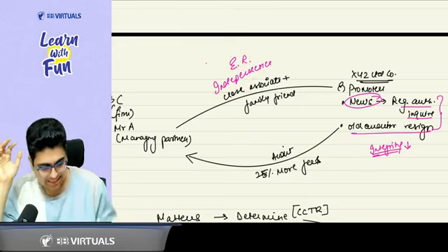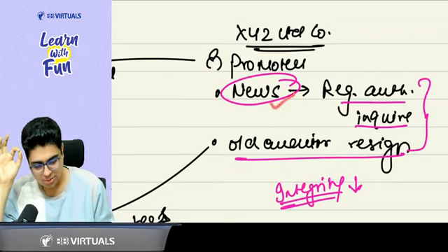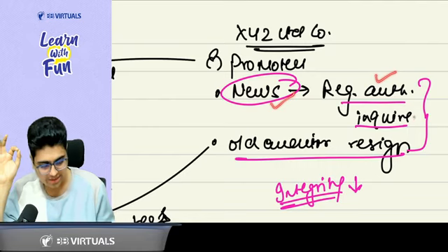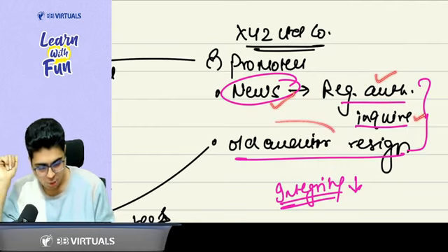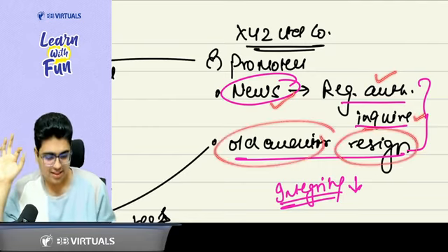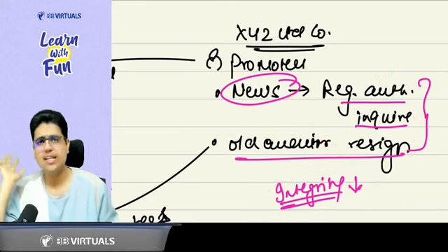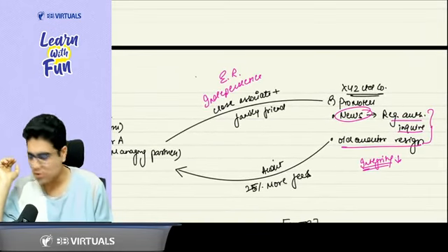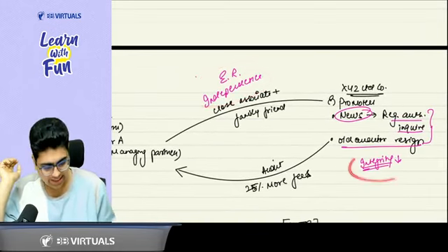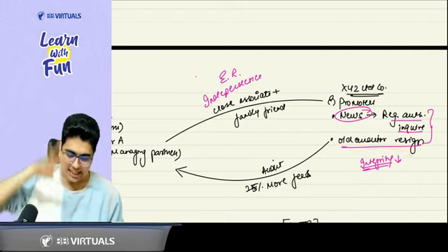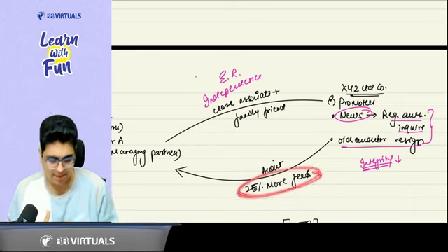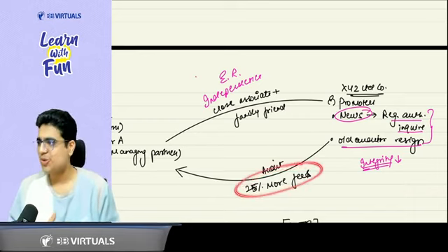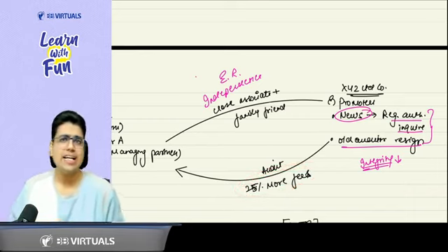Second thing, this company is in the news because regulatory authorities have started some inquiry against them. The old auditor has resigned. So can I say there are integrity issues with the client? There are integrity issues with the client. So there are ethical issues, there are integrity issues, but the client is ready to offer you 25% more fees. So do you think the client should be accepted?